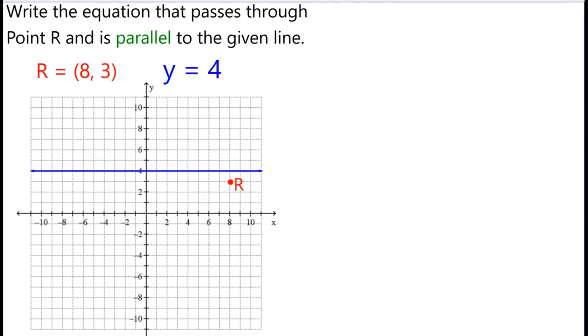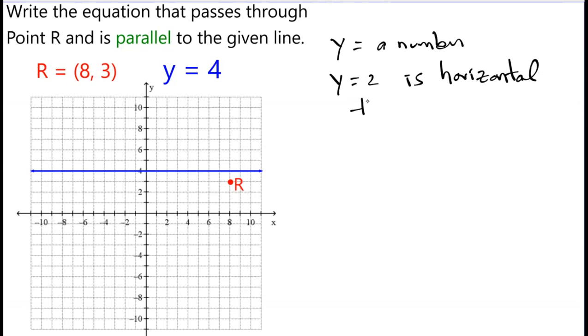Some of the odd examples involve horizontal and vertical lines. Anytime we have y equals a number, it is a horizontal line. So y equals 2 would be horizontal through y equals 2. What it means is where all the points have a y coordinate of 2.